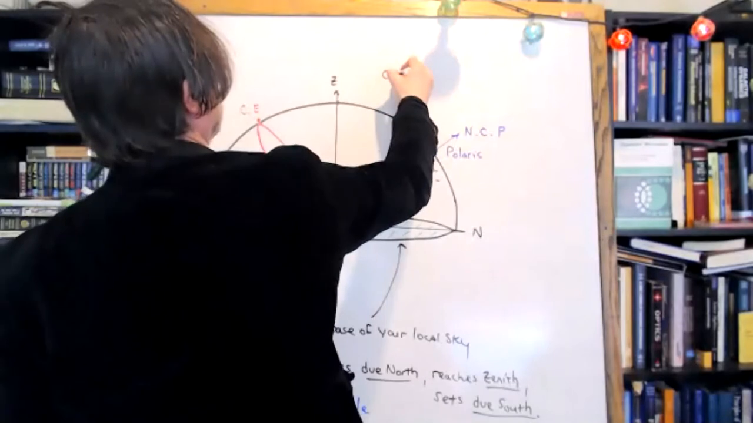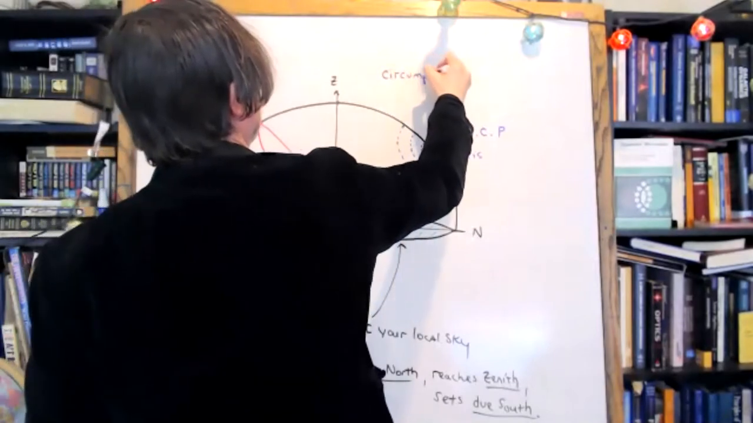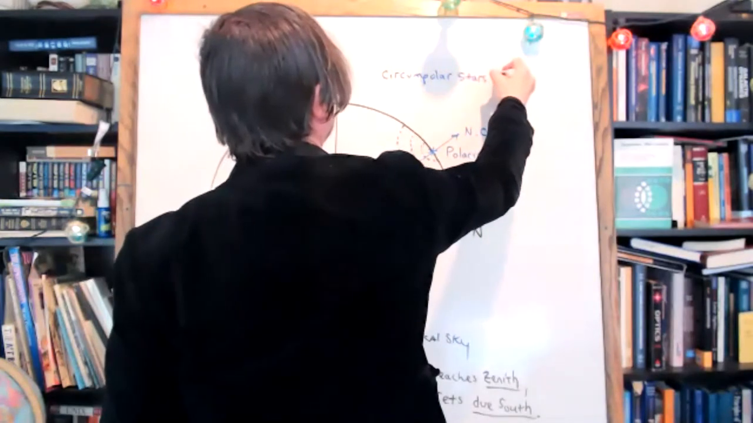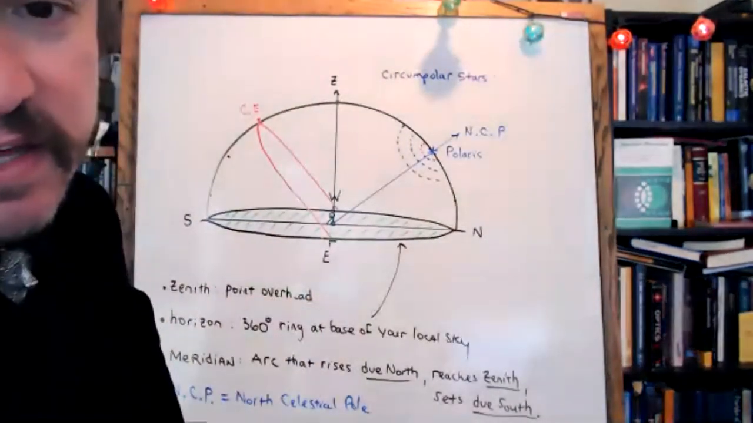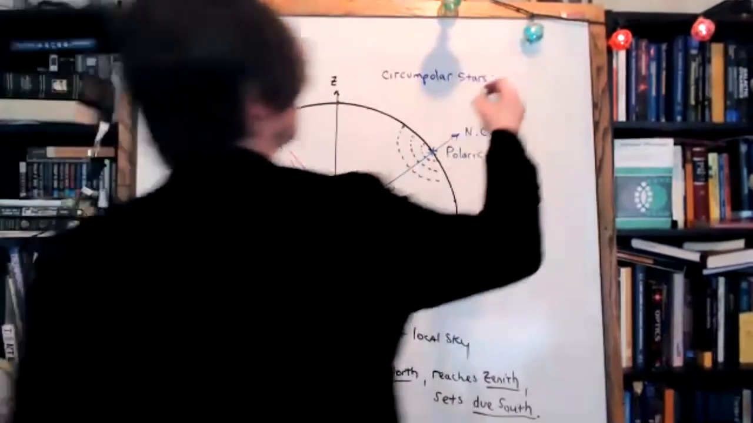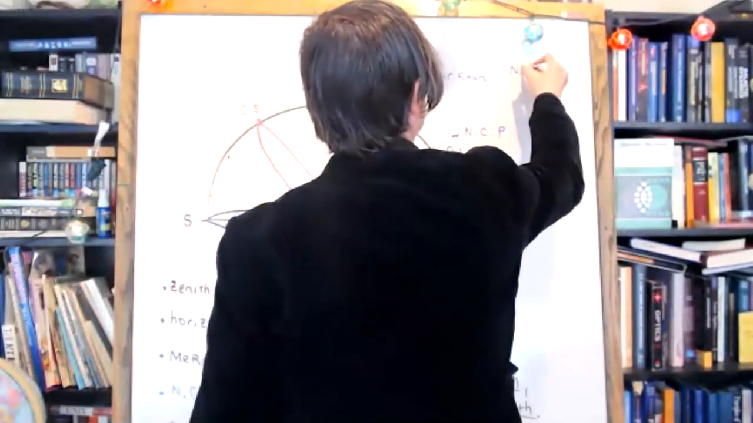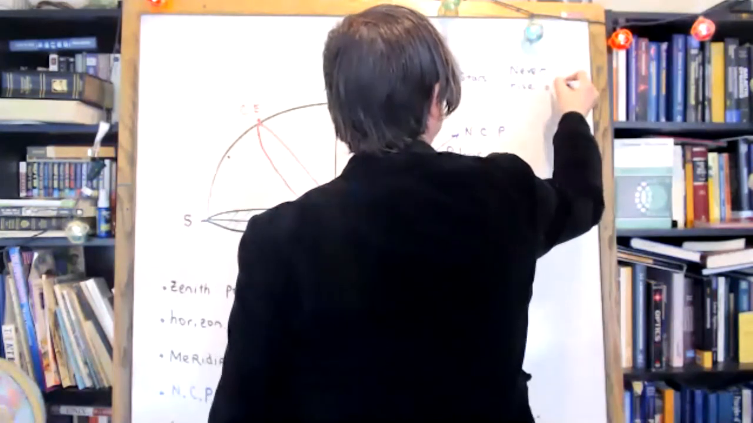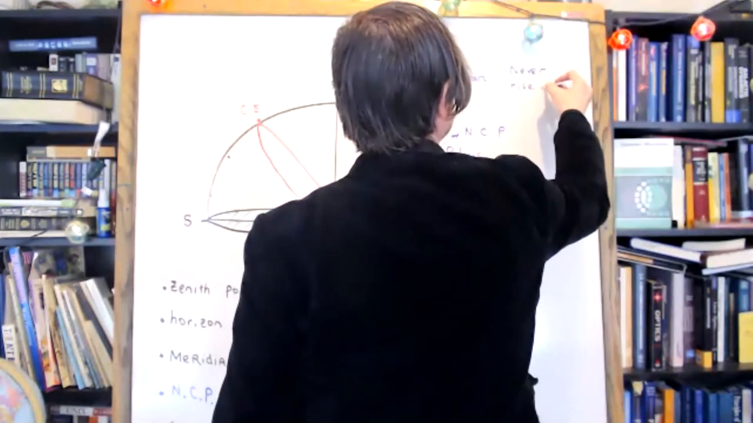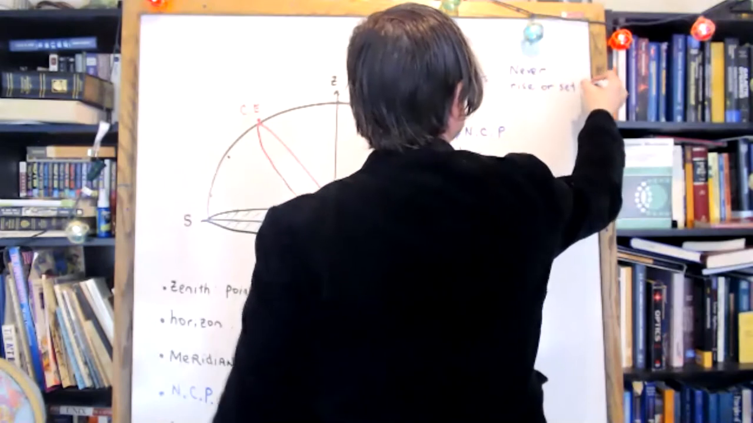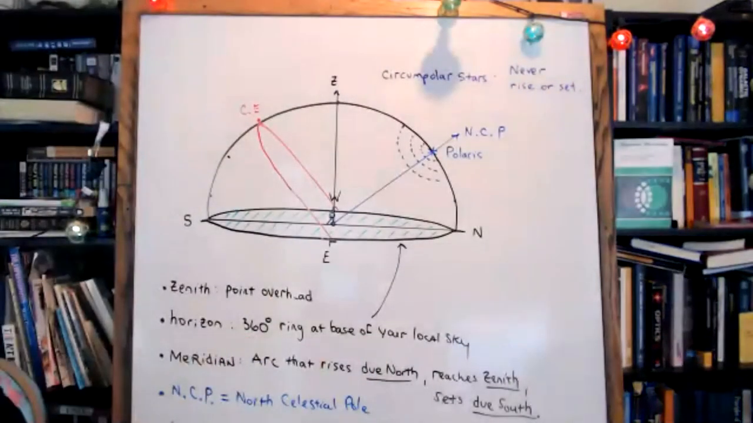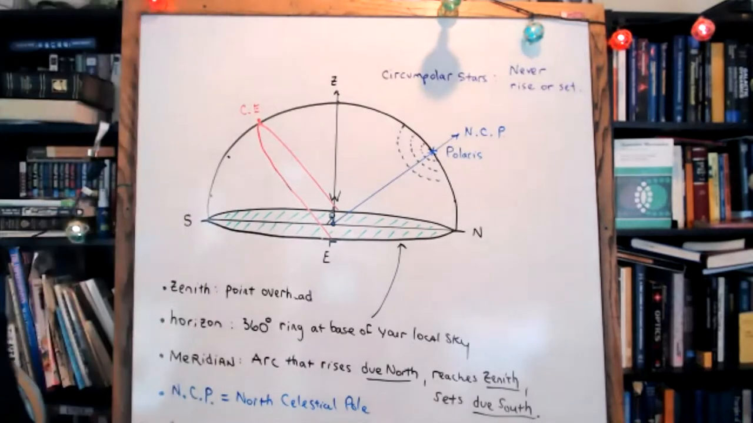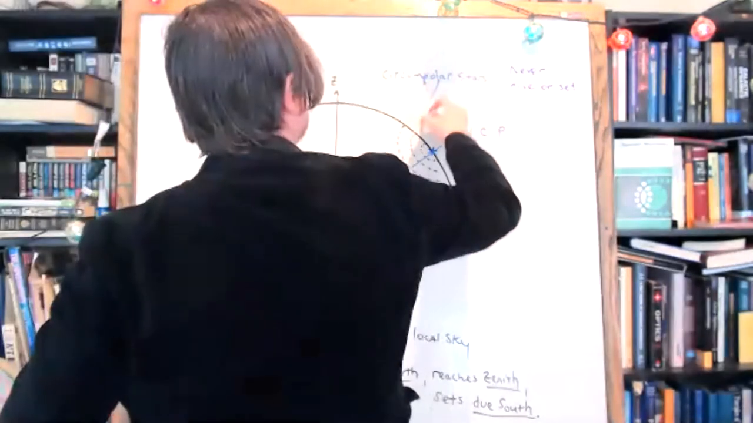Okay, circumpolar stars. Here's a cheap and easy definition for circumpolar stars: they never rise or set. And these are circumpolar stars.